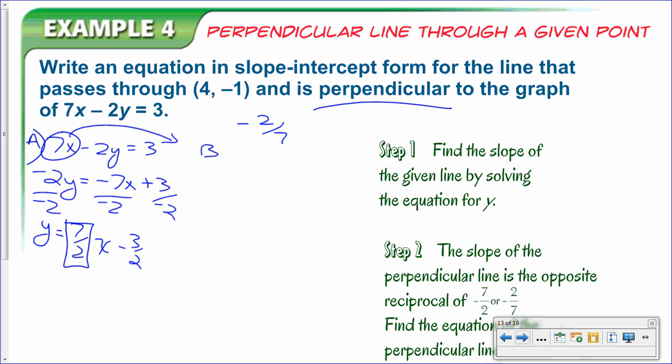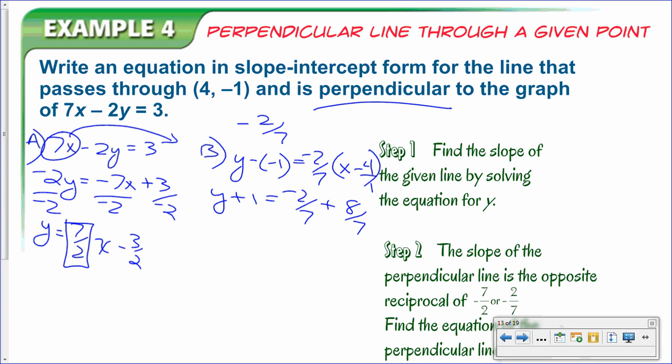What form can I start with? Point-slope, good. Okay, so y minus -1 equals -2/7, x minus 4. Y plus 1, so x, that over 1 would be plus 8/7. Subtract 1 from both sides.